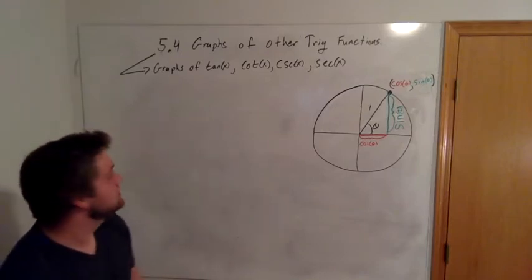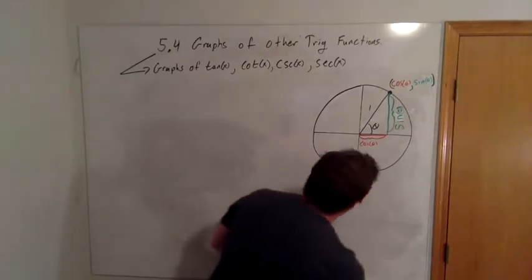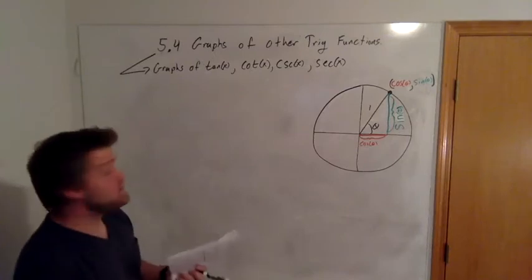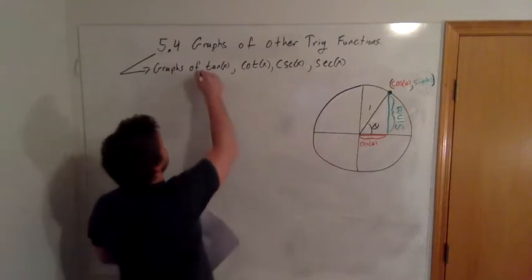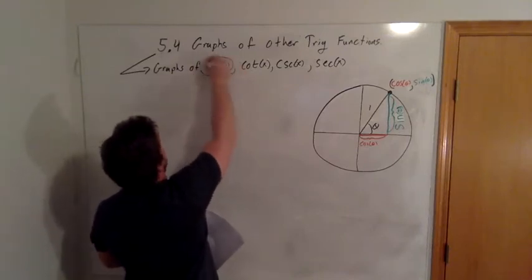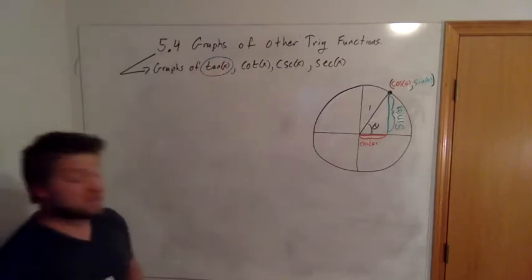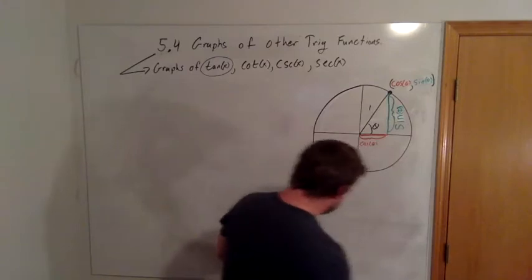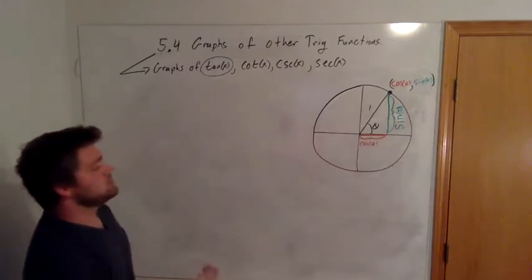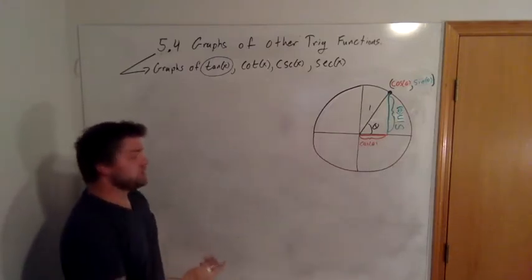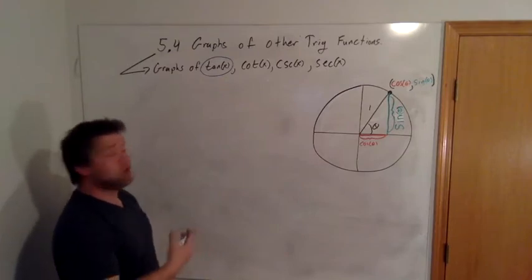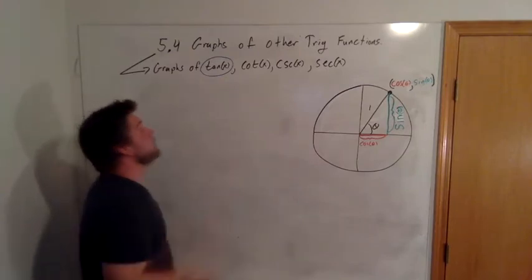Okay, let's do it. Let's go ahead and start with tangent. Out of the four we're going to graph, tangent is my favorite. Tangent's the most intuitive to me. The way I like to think about the graph of tangent, I'll give you two different ways to think about it. The first way I'm going to show you is usually not the way that I remember the graph of tangent, but it'll help us when we're trying to figure out the graph of cotangent.